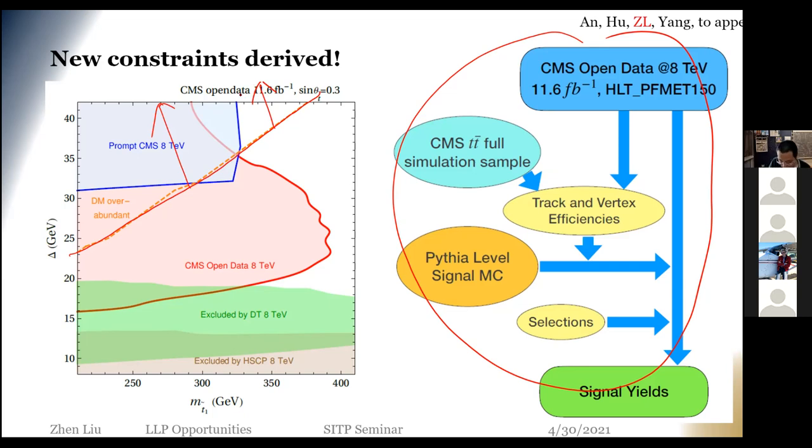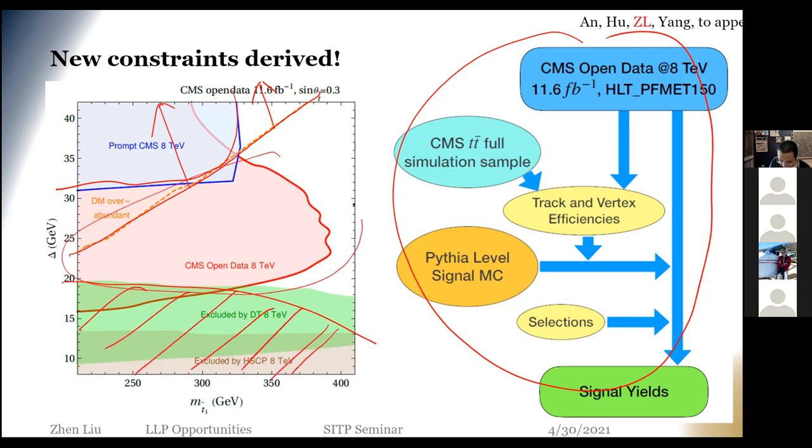The existing prompt search only covers this region. The existing disappearing track and heavy stable charged particle searches cover this region. So we really derived new limits in this well-motivated regime with serious effort. With a huge amount of work, we hope we demonstrated it is indeed possible to look for monojet plus soft displaced tracks. In the future, experimenters can take over and do such important searches for these seemingly challenging and impossible channels. Okay, I'm running out of time.